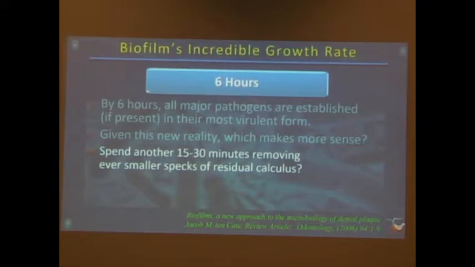Are you going to go after ever-decreasing amounts of calculus in the mouth, bearing in mind the fact that you can never eliminate all calculus in the mouth? No study has ever demonstrated you can remove all calculus. Despite that, we know that patients get better after root planing and scaling the teeth. So clearly the tissues can bear some amount of calculus.